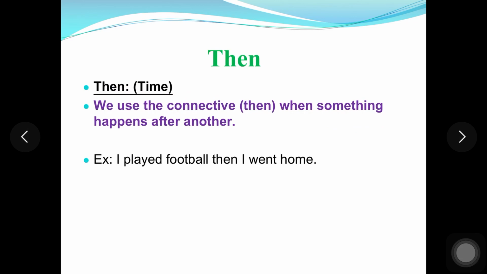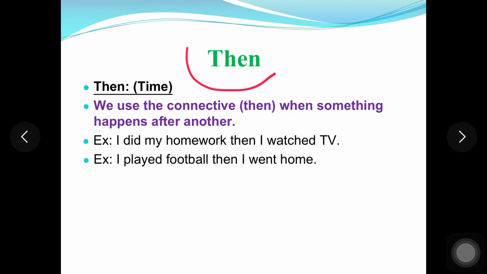So I played football, then I went home. This happened first, that I played football, and the second one is I went home. I did my homework, then I watched TV. So the first thing that happened is that I did my homework, and then I did what? I went to watch TV. So then indicates what? A time.